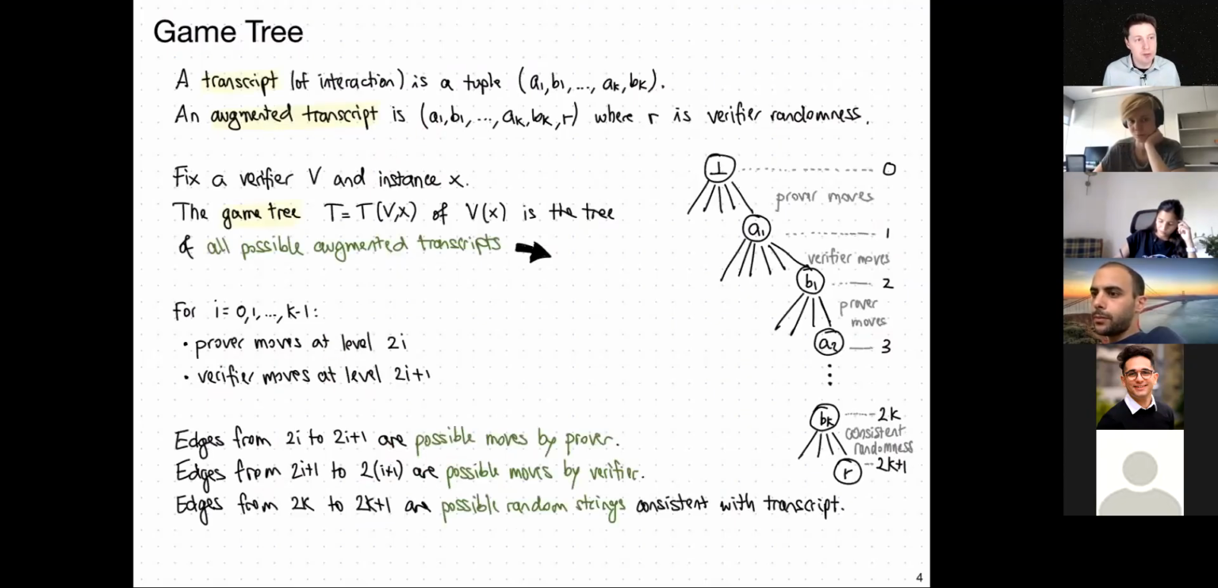So far, I should have just put in notation and terminology, things that should probably already be quite familiar to you. Any questions about the game tree?